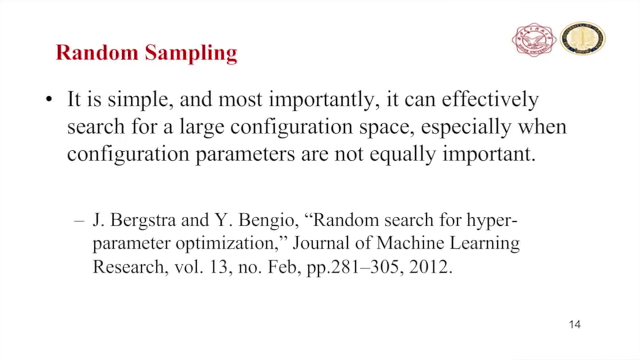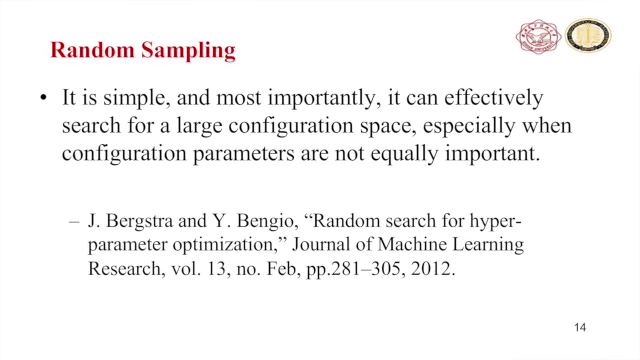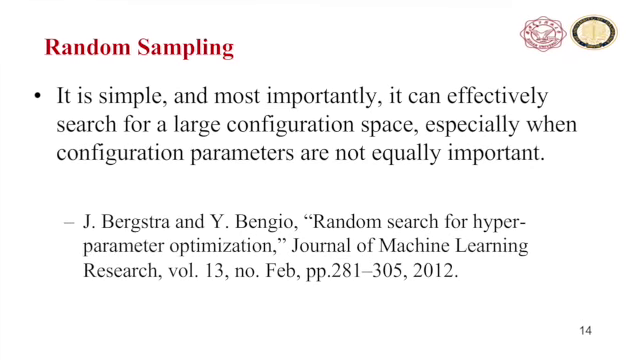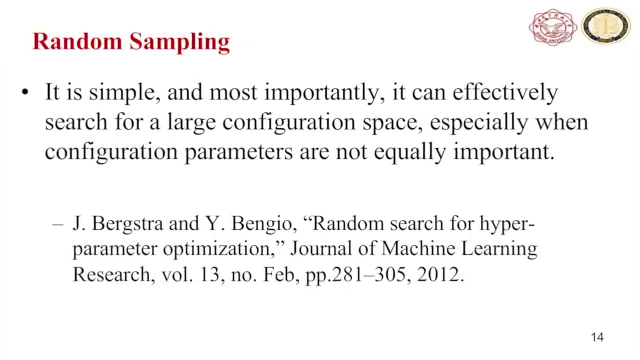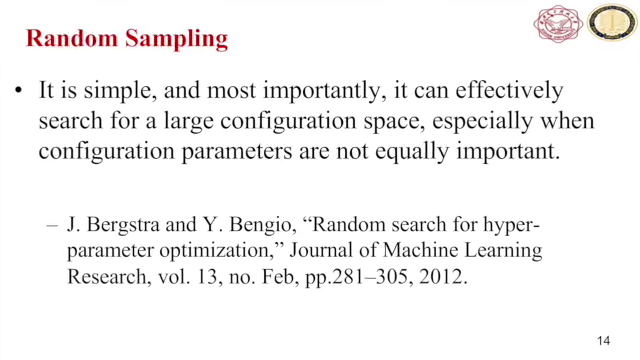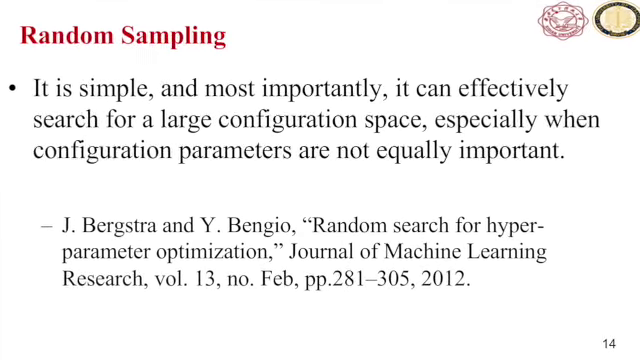So this is called random sampling. It's simple, and most importantly, it can effectively search a large configuration space, especially when configuration parameters are not equally important.